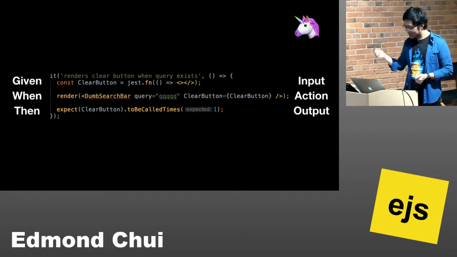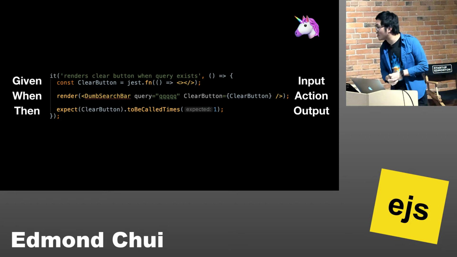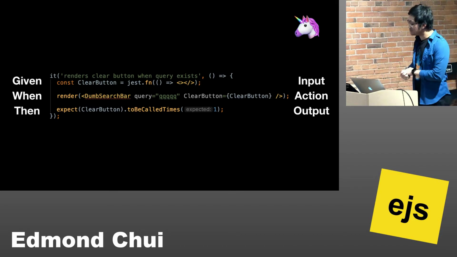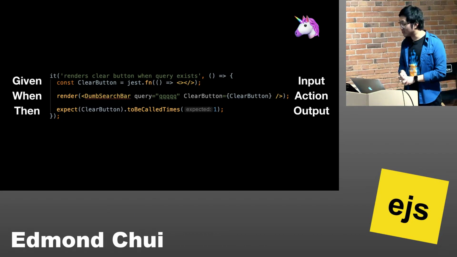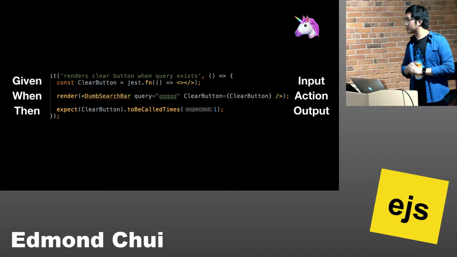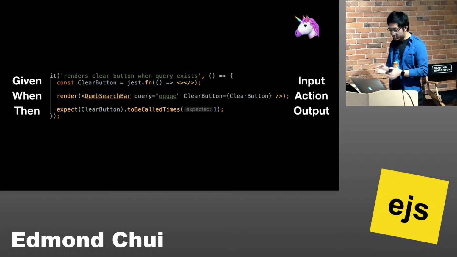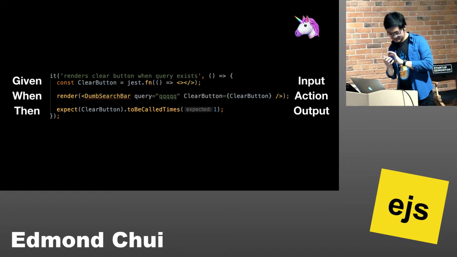Now this clear button gets passed to the dumb search bar along with the query. And because our dumb search bar looks at query and sees if it exists, it will draw the query button. When the query button gets drawn, our function gets called with the props and then with the markup. And in our assertion, we look at this query button, see if it's been called. Does that make sense?